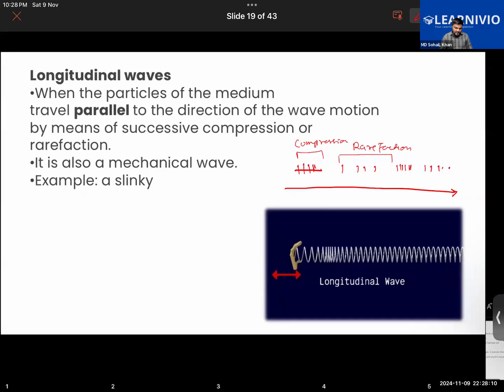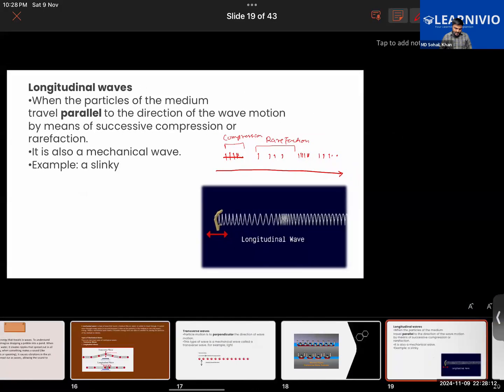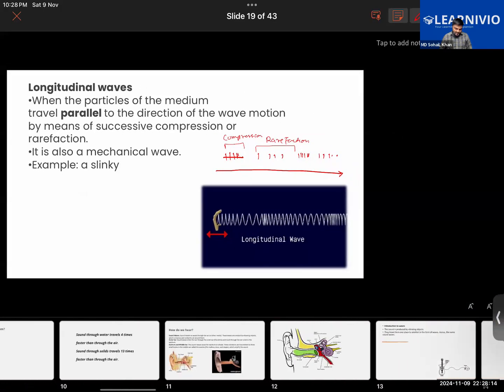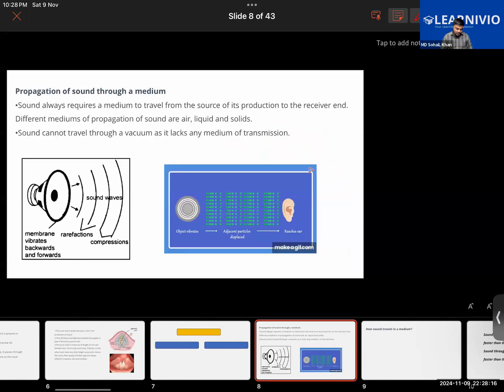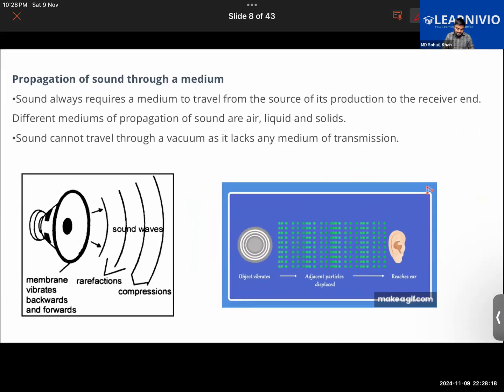We will revisit this in the next class. As of now, why have we discussed it? We discussed it just to tell you that sound travels in the form of longitudinal waves. Now observe this one here. The direction of the sound wave is this.